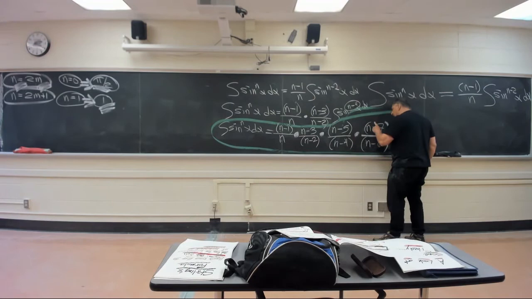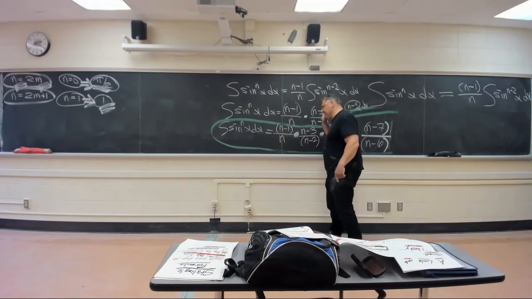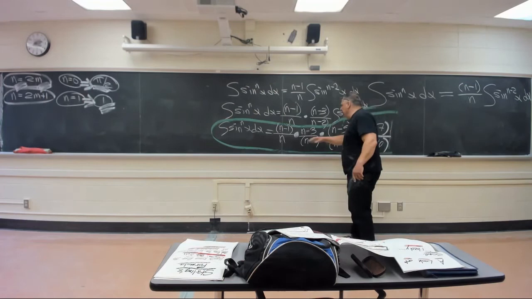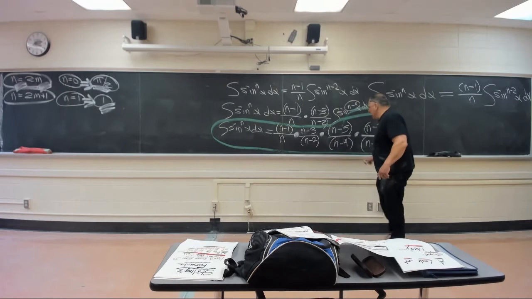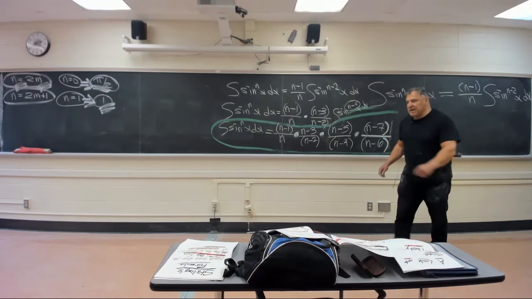Wait, these are all even on top. The other one was giving me odds on top. It's its own story. The bottom was giving me evens earlier for n equals 2m. Here, it's going to be odds: 2m plus 1, 2m minus 1, 2m minus 3, 2m minus 5, those are going to be odds. Oh, that's kind of odd.